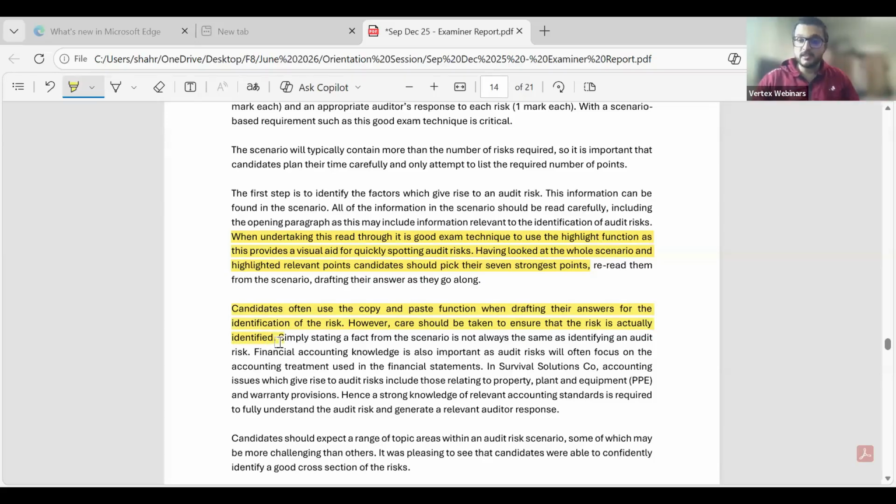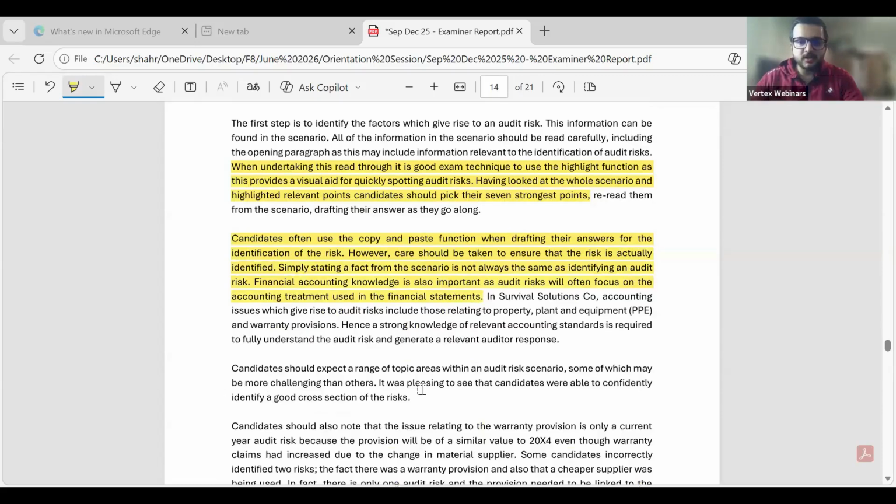Because if you struggle with financial accounting standards, you will struggle in this exam, because this exam, and specifically your audit risk, your audit reporting, and your substantive procedures, these three syllabus areas will heavily test your financial reporting and accounting knowledge. Financial accounting knowledge is also important as audit risk will focus on accounting treatments used in financial statements. Candidates should expect a range of topic areas within an audit risk scenario.